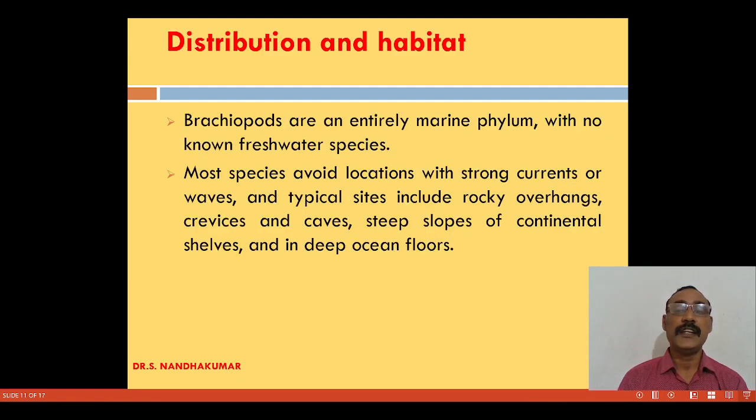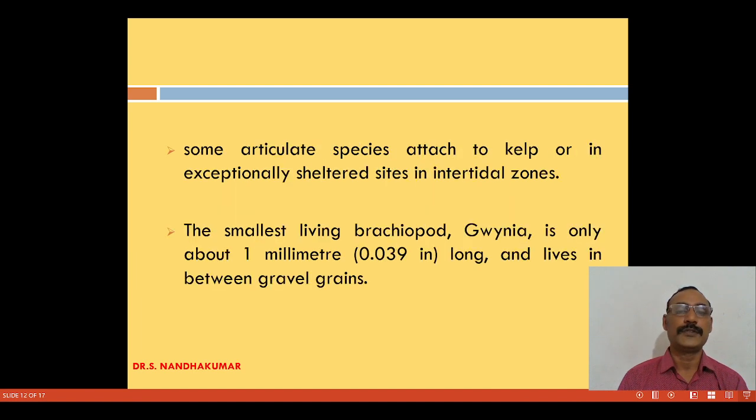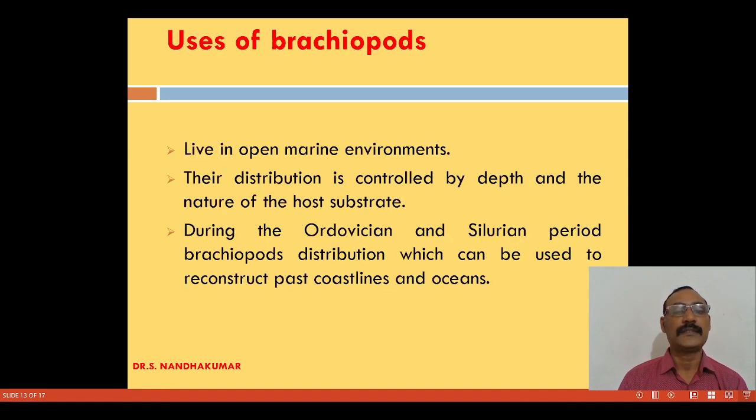Brachiopods are an entirely marine phylum; there are no species in freshwater. Most species avoid locations with strong currents or waves, and typical sites include rocky overhangs and caves, steep slopes of continental shelves, and deep ocean floors. Some articulate species attach in exceptionally sheltered sites in intertidal zones. The smallest living brachiopod, Gwynia, is only about 1 millimeter long and lives between gravel grains.